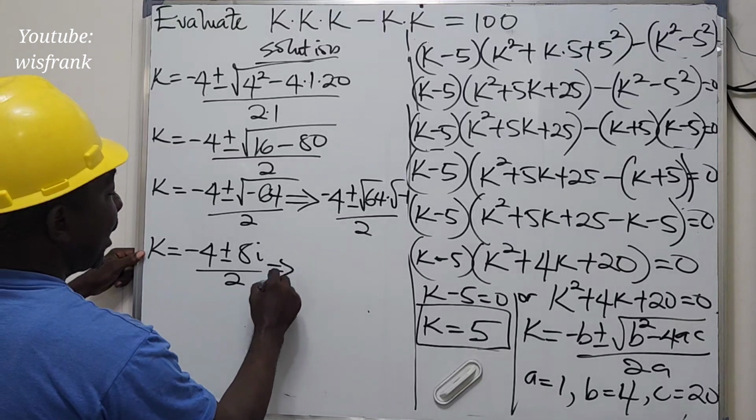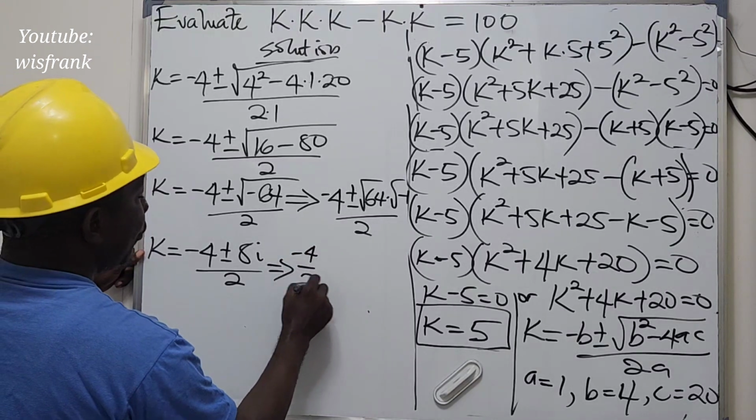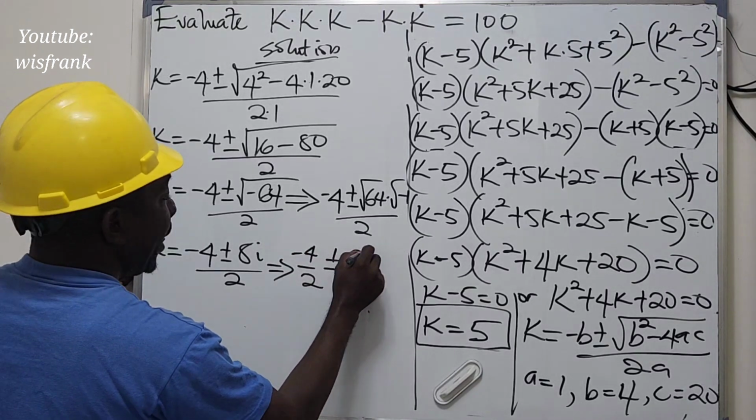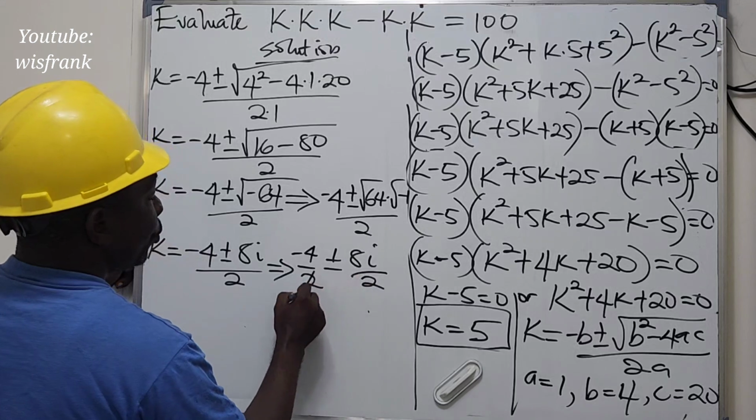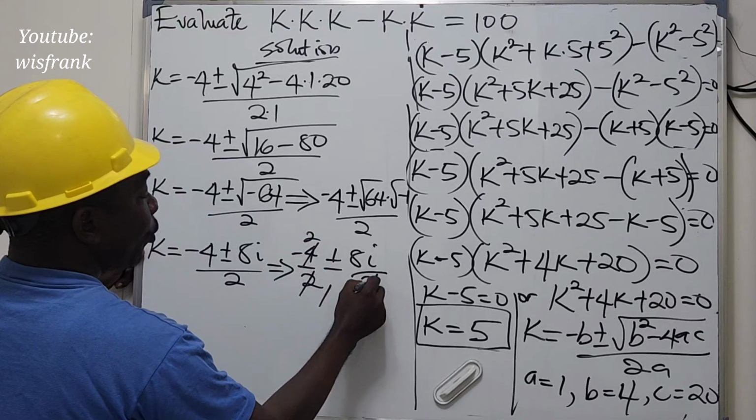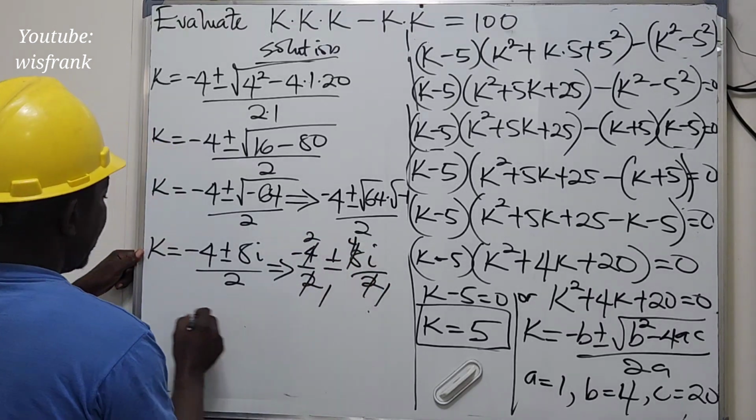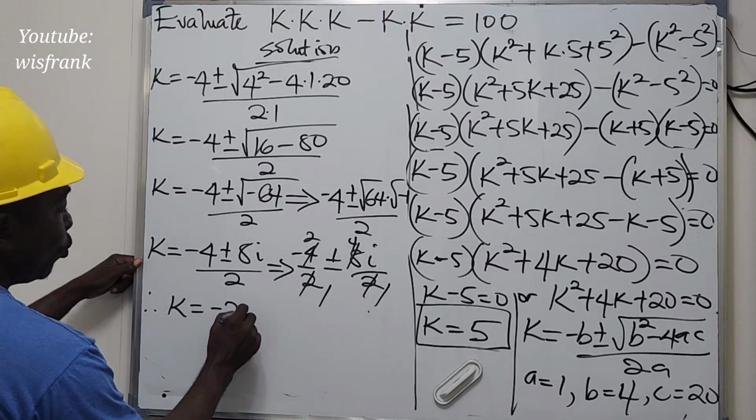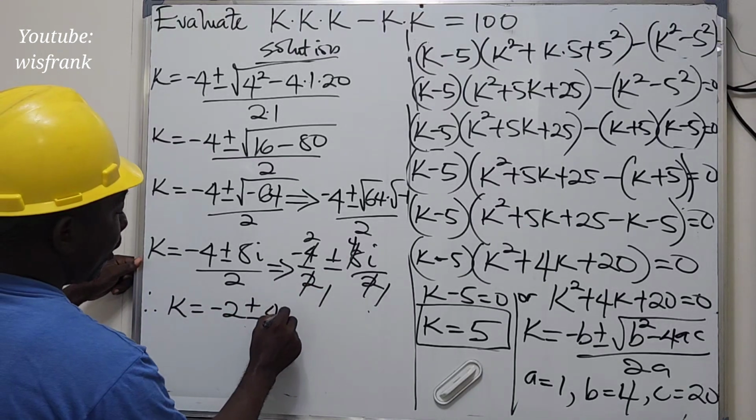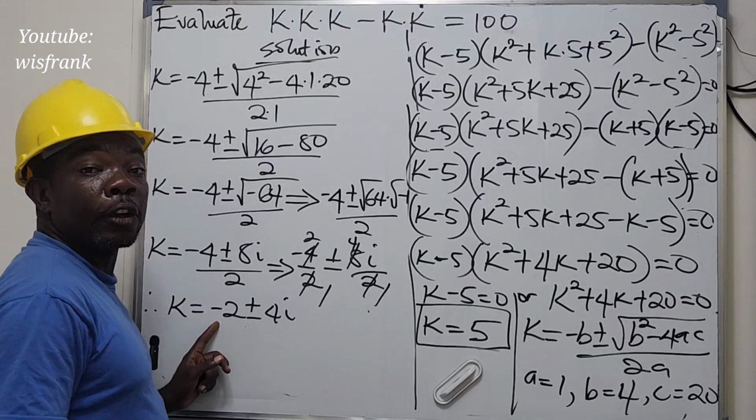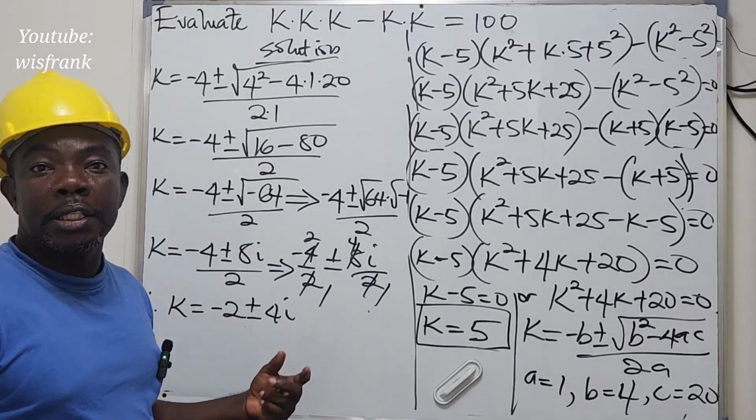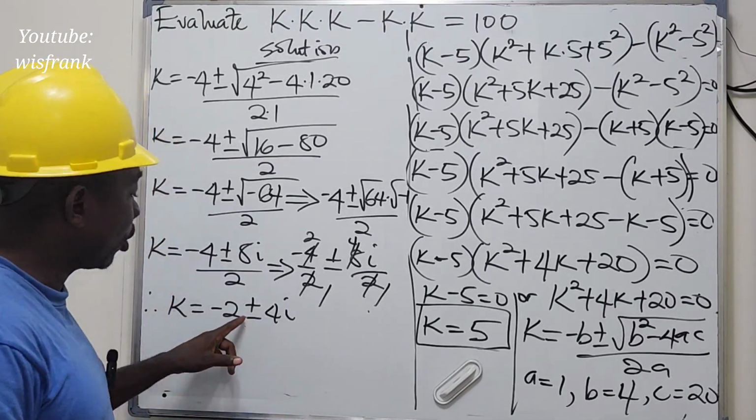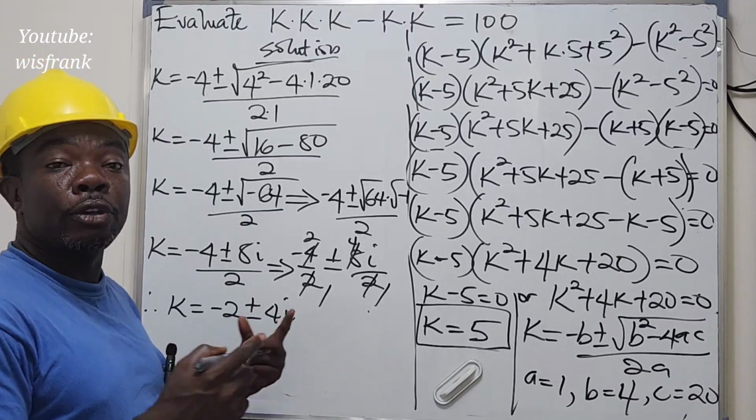We can rewrite this as minus 4 all over 2 plus or minus 8i all over 2. 2 cancel here 1 and 2 cancel here 2. 2 cancel here 1 and 2 cancel here 4. Therefore, the value of k equals to minus 2 plus or minus 4i. So this is the second value of k that we have, which has two solutions because it has plus or minus. So we are going to separate it.